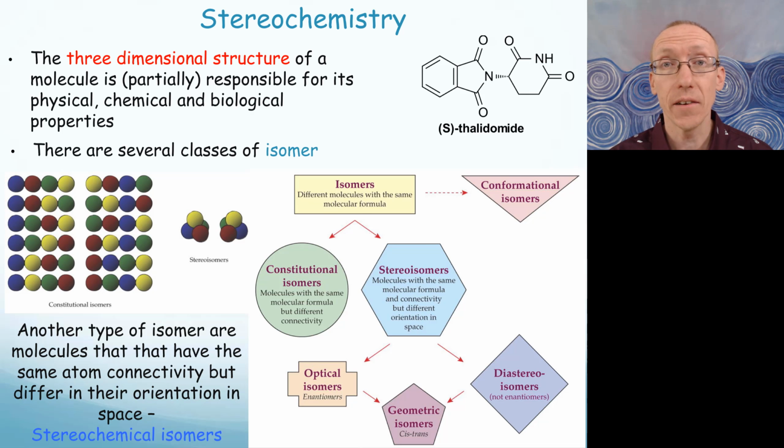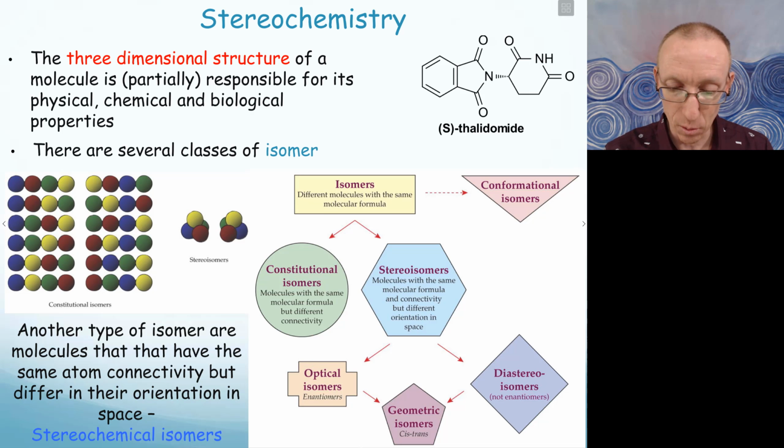G'day, let's talk about stereochemistry and stereoisomers. Stereochemistry is about the three-dimensional arrangement of atoms within a molecule. Whereas constitutional isomers differ in the way that the atoms are connected to each other, so we might have C5H10 might be cyclopentane, or it might be 1-pentene. So they have the same molecular formula but a different connectivity of atoms. Stereoisomers have the same connectivity of atoms, but a different three-dimensional arrangement.